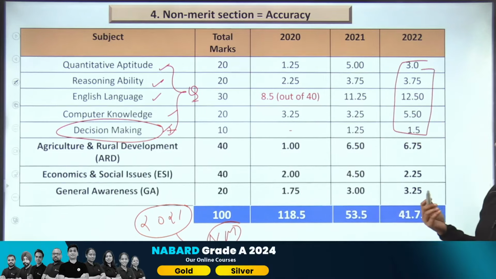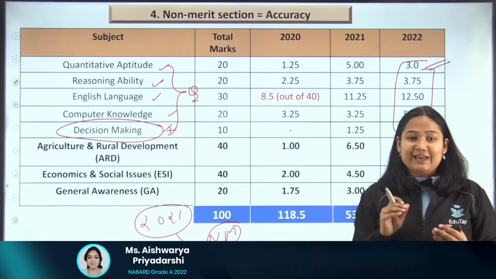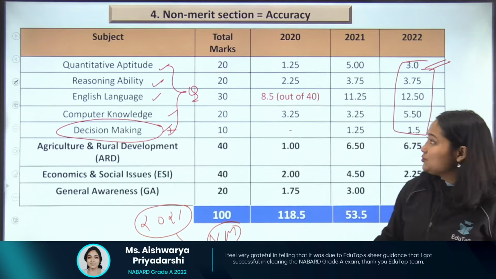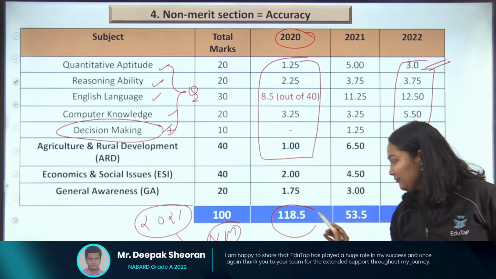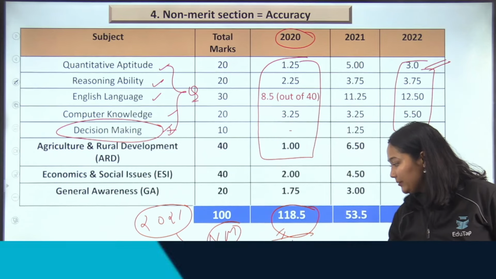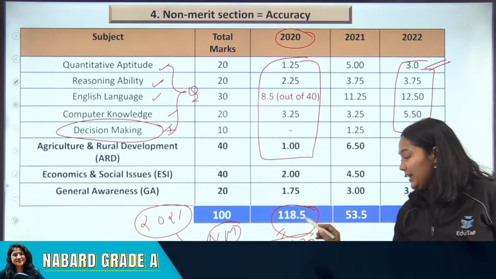Phase 1 final cutoff quant will not be considered. So you need to understand this. Earlier, you can see the cutoff in 2020 before the pattern was changed. Here you can see the cutoff is low, but if you look at the final merit, out of 200 marks, it was 118 marks.